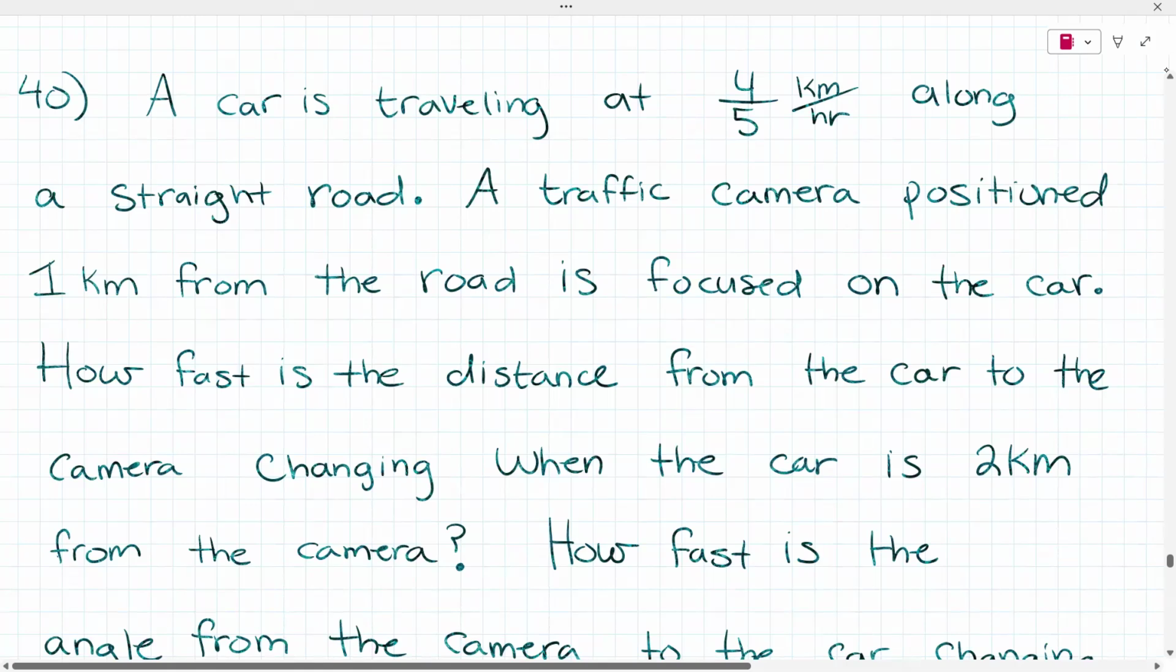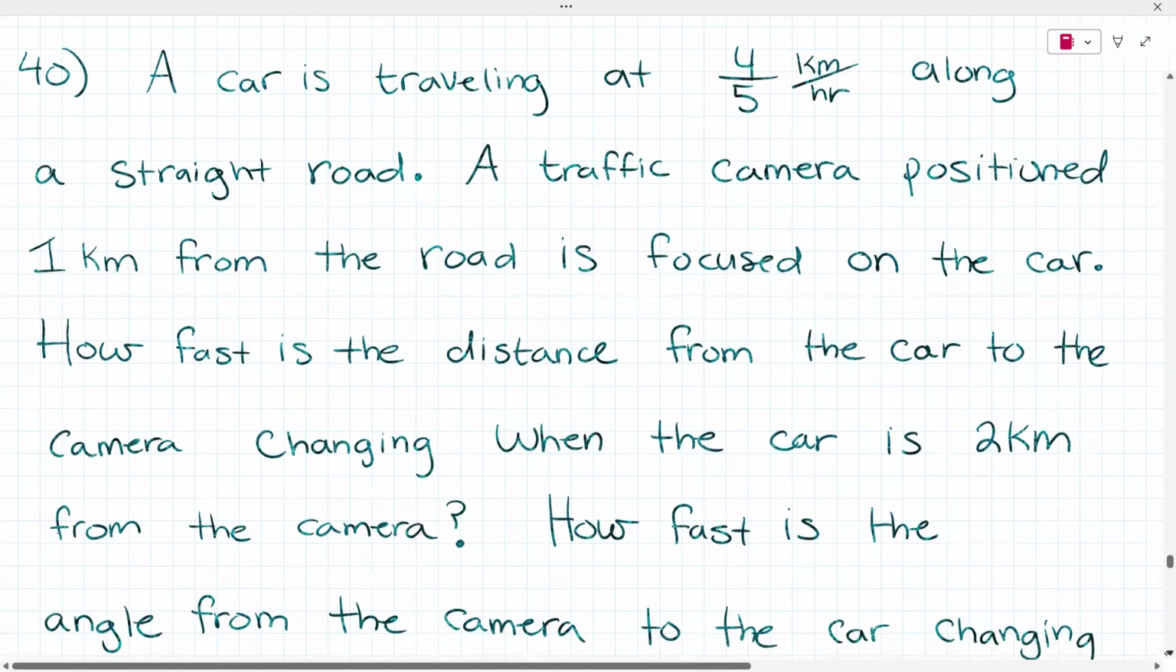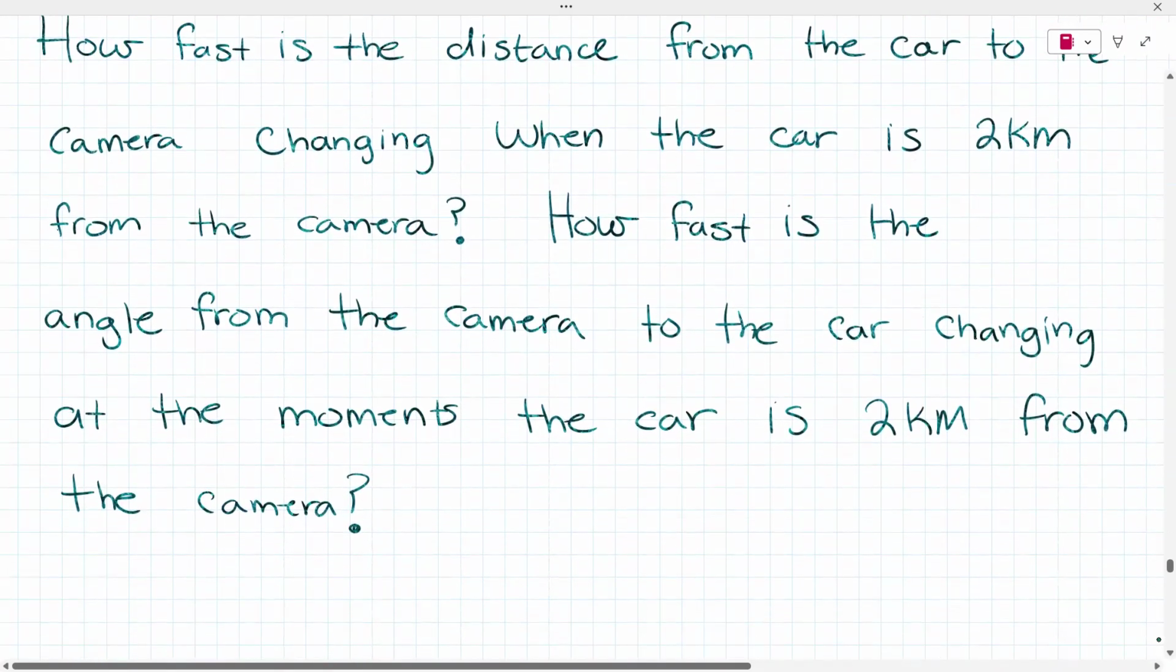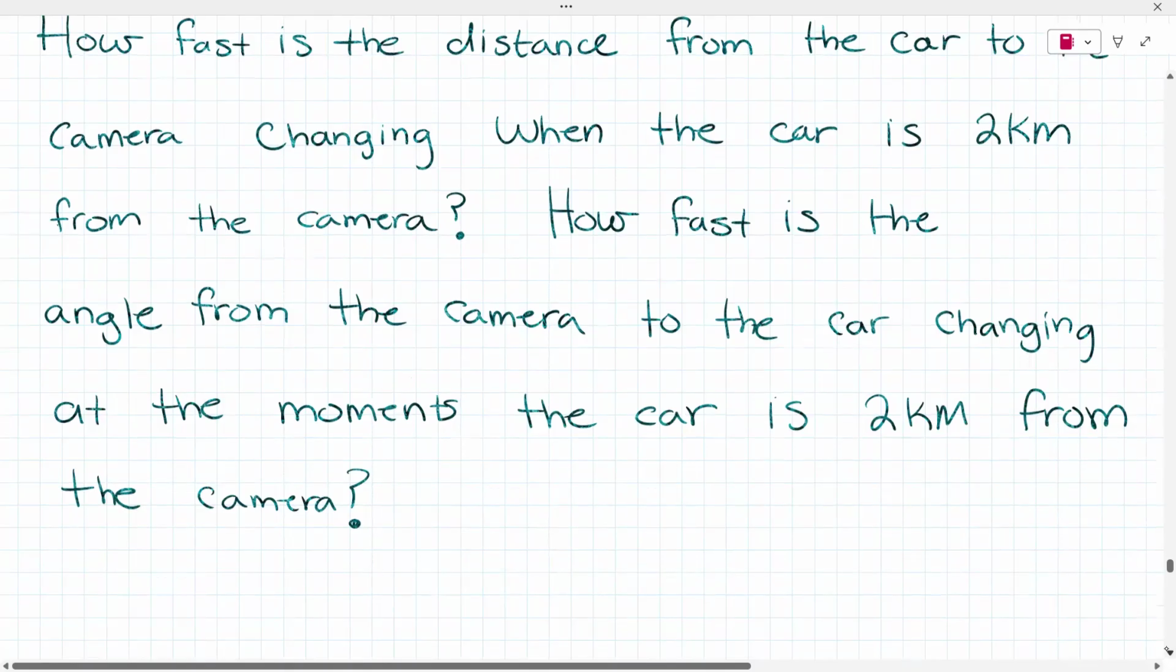We have a word problem for 40. So it says a car is traveling at 4/5 kilometers per hour along a straight road. A traffic camera positioned 1 kilometer from the road is focused on the car. How fast is the distance from the car to the camera changing when the car is 2 kilometers from the camera? And then it also says, how fast is the angle from the camera to the car changing at the moment the car is 2 kilometers from the camera? So they're asking two things, right?